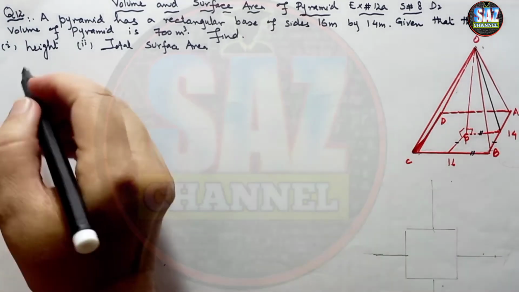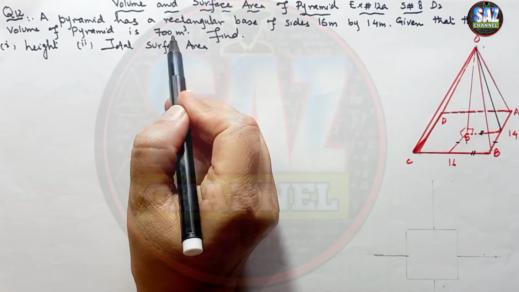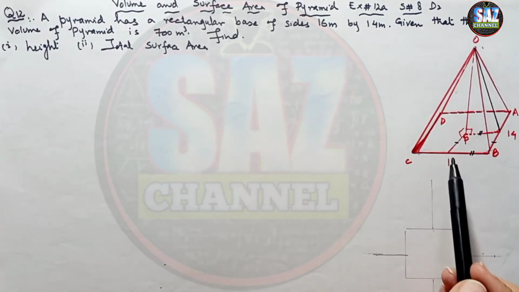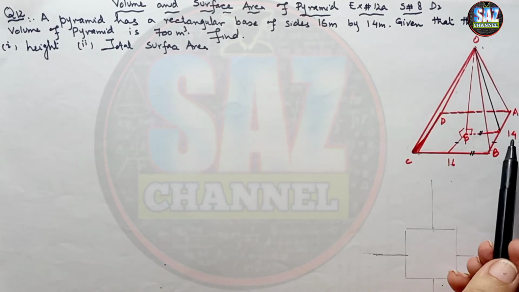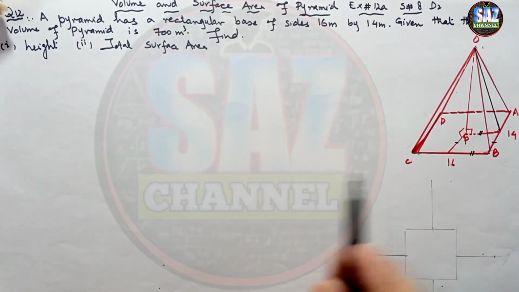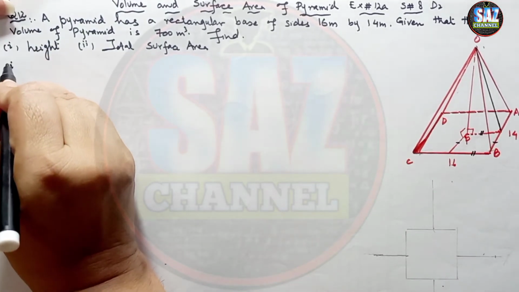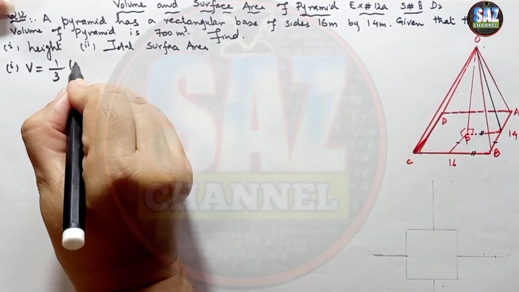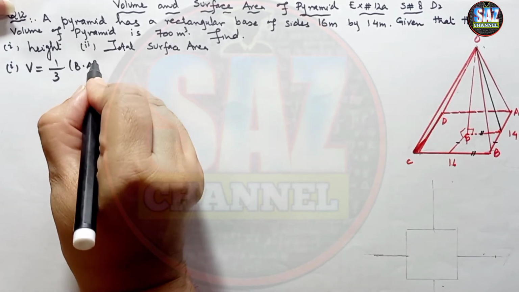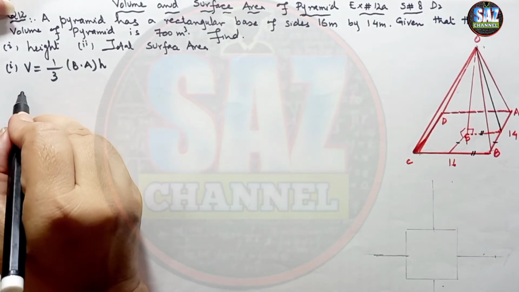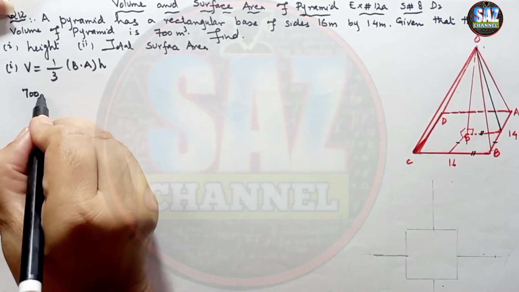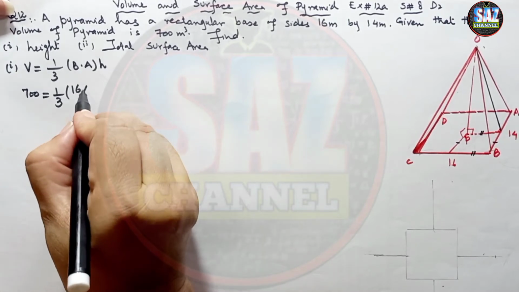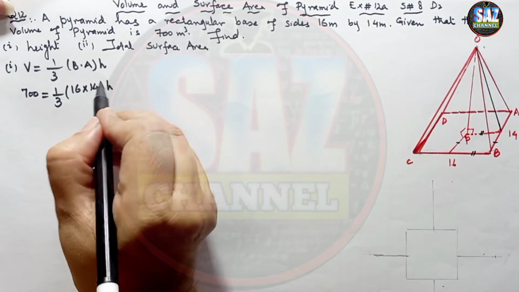We know that the volume is already given in the question, that is 700, and the base of this pyramid is a rectangle with the sides 16 by 14 centimeter. So we have to use the formula for the volume of a pyramid: volume equals 1 by 3 into base area multiplied by height. Instead of volume, I will be replacing 700 equals 1 by 3 into 16 by 14 into h.